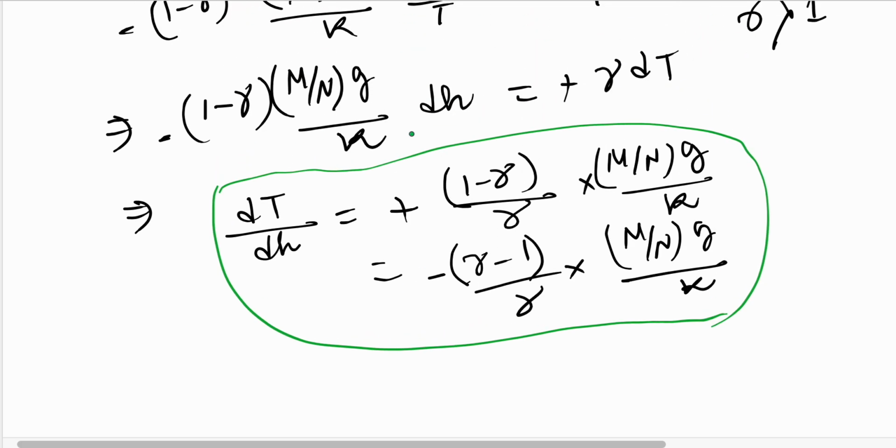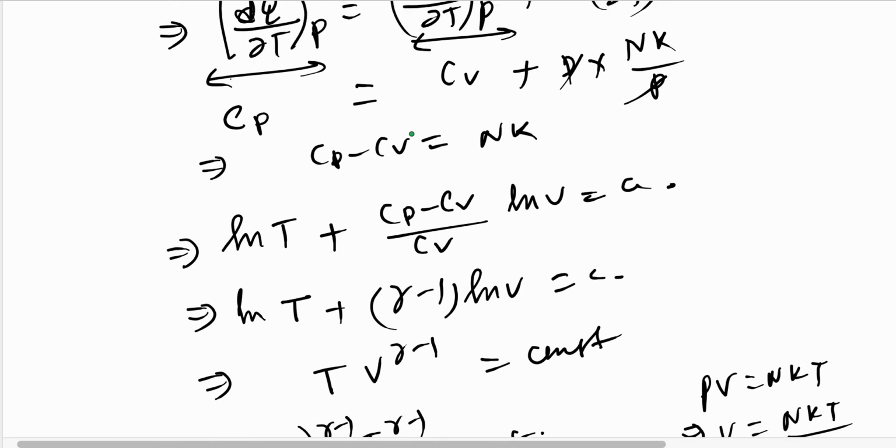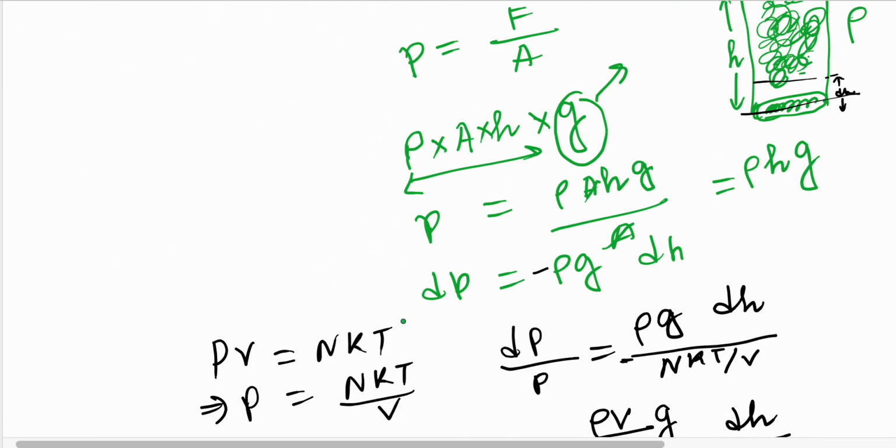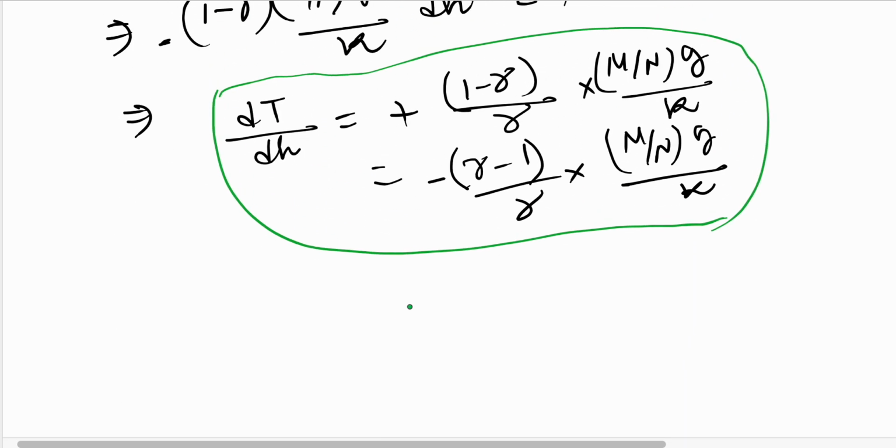So this relation tells us the answer to the question. What is the temperature gradient? The temperature gradient dT/dH is equal to minus gamma minus 1 by gamma into m by n g by k. So that's it.